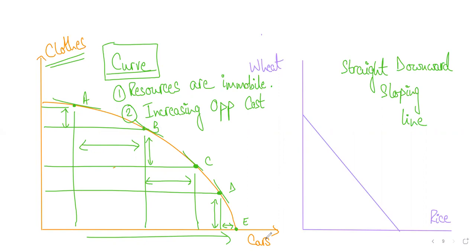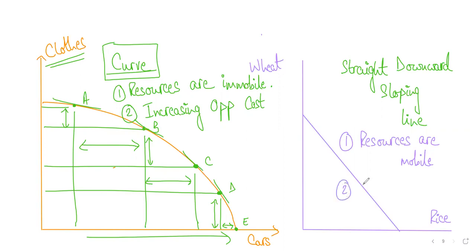Whereas when it's a straight downward sloping line, these 2 points are reversed, like they are opposite of that. Firstly, in the case of a straight downward sloping line, resources are mobile, which means, think about this. If you have to shift resources between producing wheat and rice, both need fertile land, both need fertilizers, both need water for irrigation, both need things like that. So in this case, resources are mobile when it's a straight downward sloping line. Students, are you following me?